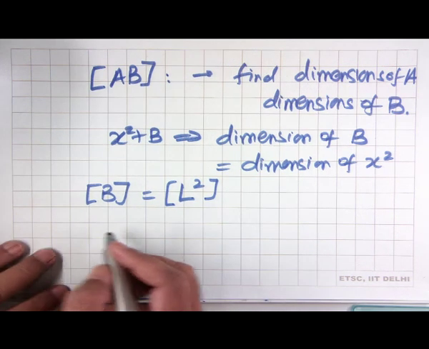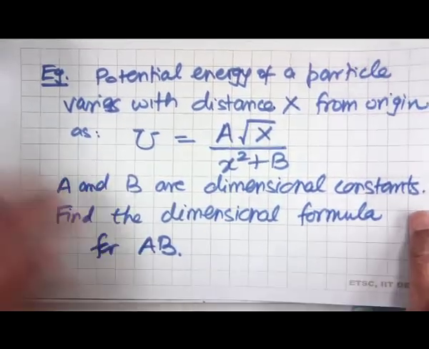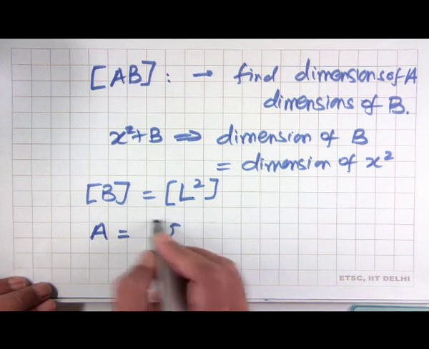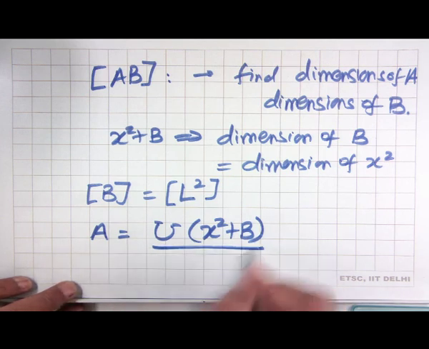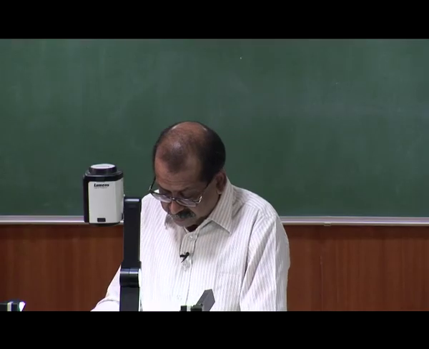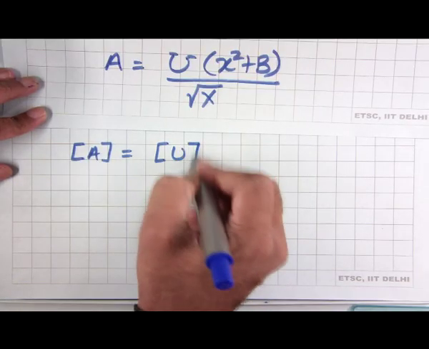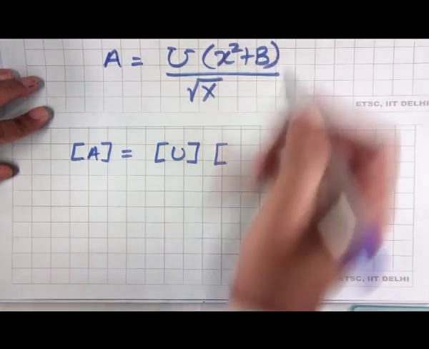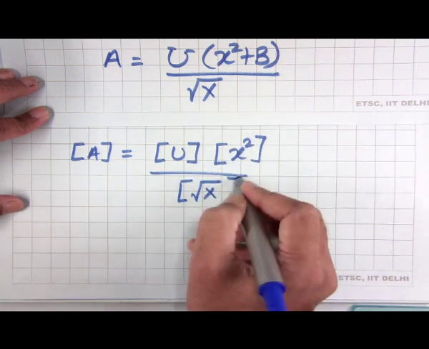Now we want to find the dimension of A. So we invert the formula. The formula is given to us for u. So we now write the formula in terms of A. So, A will be equal to u times x square plus b divided by square root of x. So, A is given like this. So, dimension of A is equal to dimension of u times dimension of either x square or b, one of these. So, let us say dimension of x square divided by dimension of square root of x.